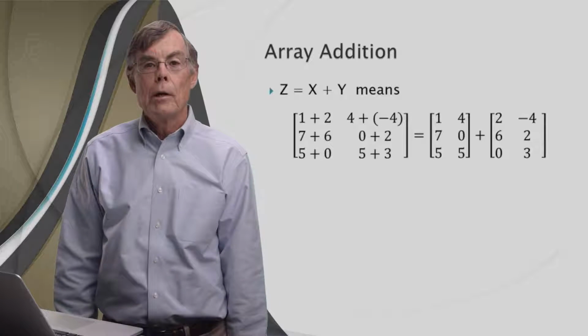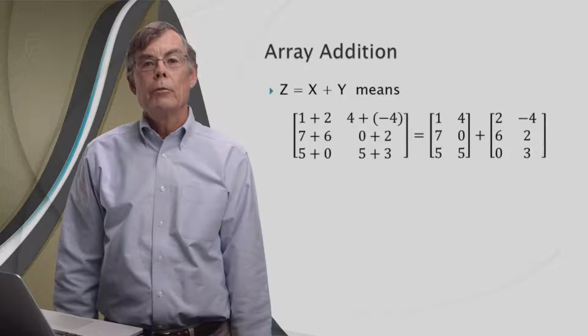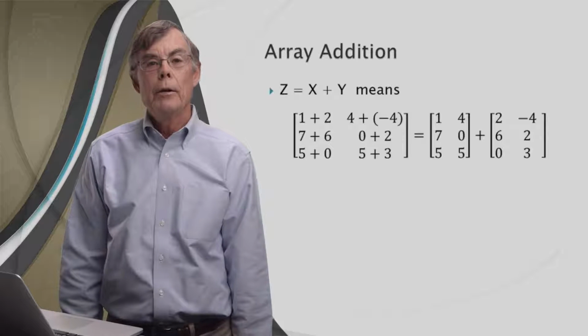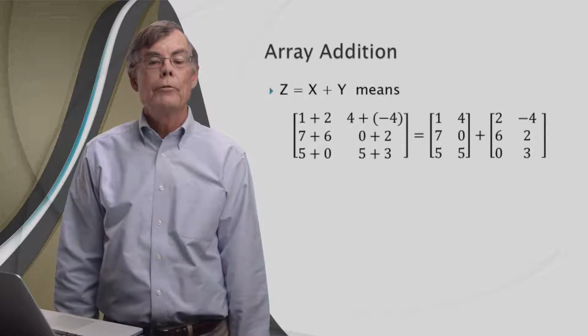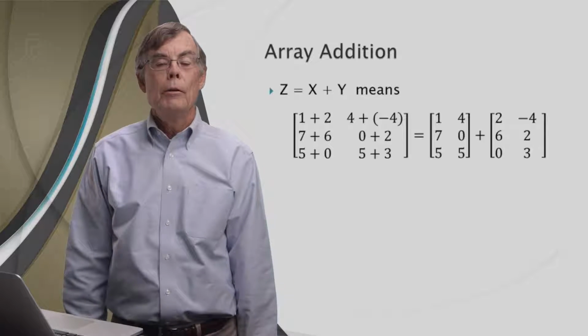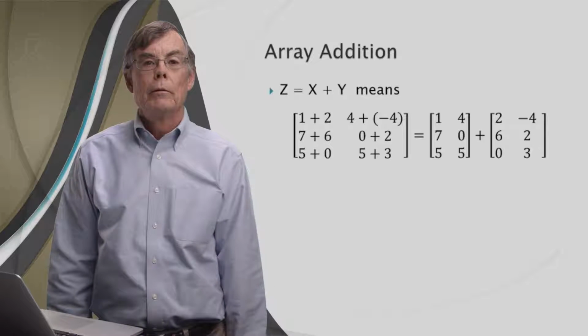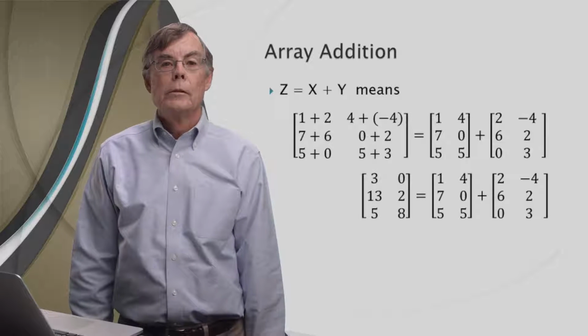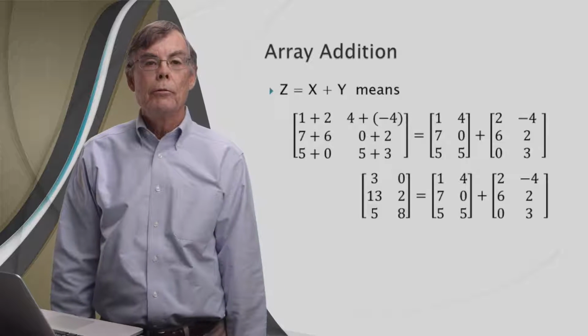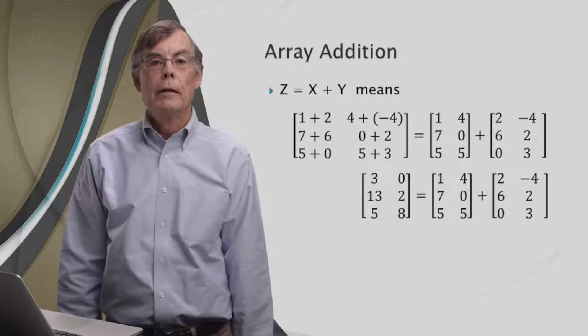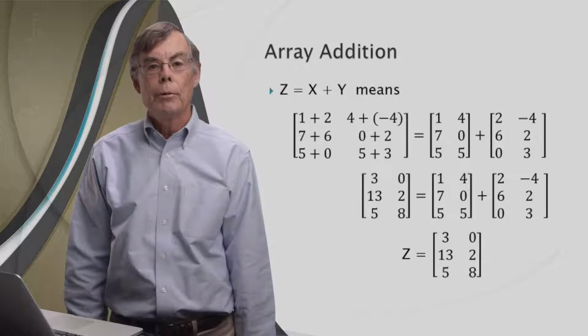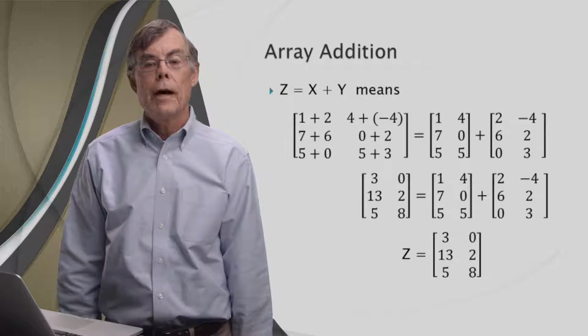Let's look at the next element on that row. X and y are 4 and minus 4. If we add those together, we get 4 plus minus 4, which will be 0. And we do this for every position in the matrices. If we carry out these individual additions, we get 3, 0, 13, 2, 5, and 8 on the left side. And so z is equal to 3, 0, 13, 2, 5, and 8.